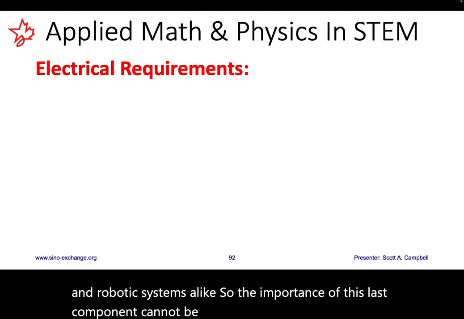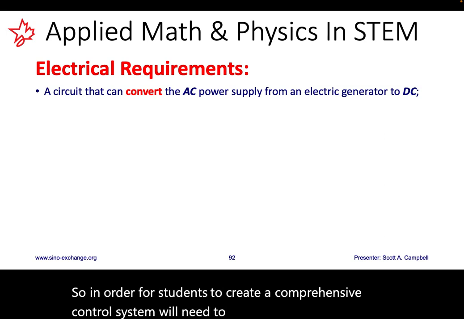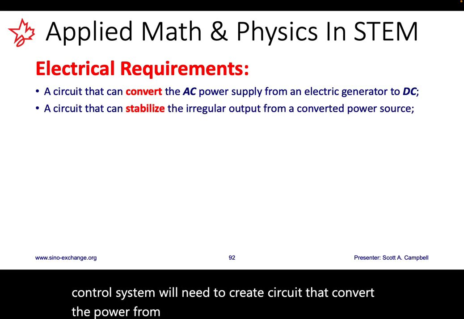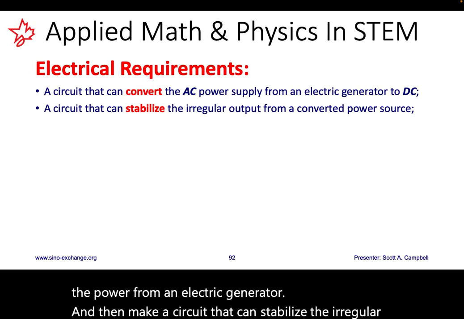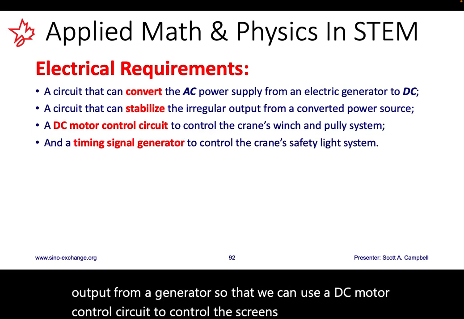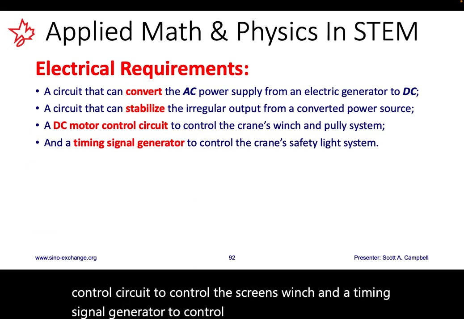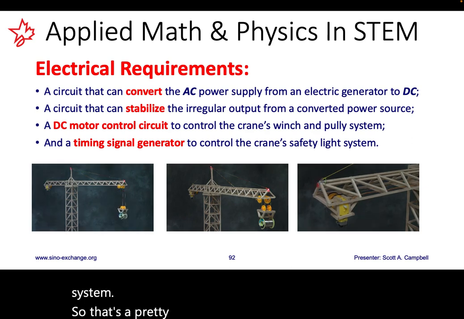So in order for our students to create a comprehensive control system, they'll need to create a circuit that converts the power from an electric generator, and then make a circuit that can stabilize the irregular output from a generator, so that we can use a DC motor control circuit to control the crane's winch, and a timing signal generator to control the crane's safety light system. So that's a pretty comprehensive list, but this is an example of what it will look like once everything is all said and done.